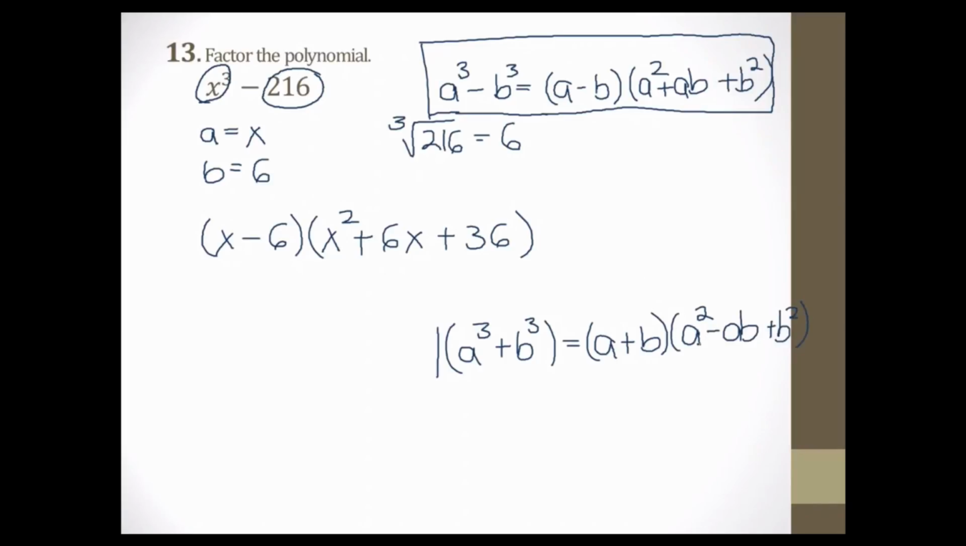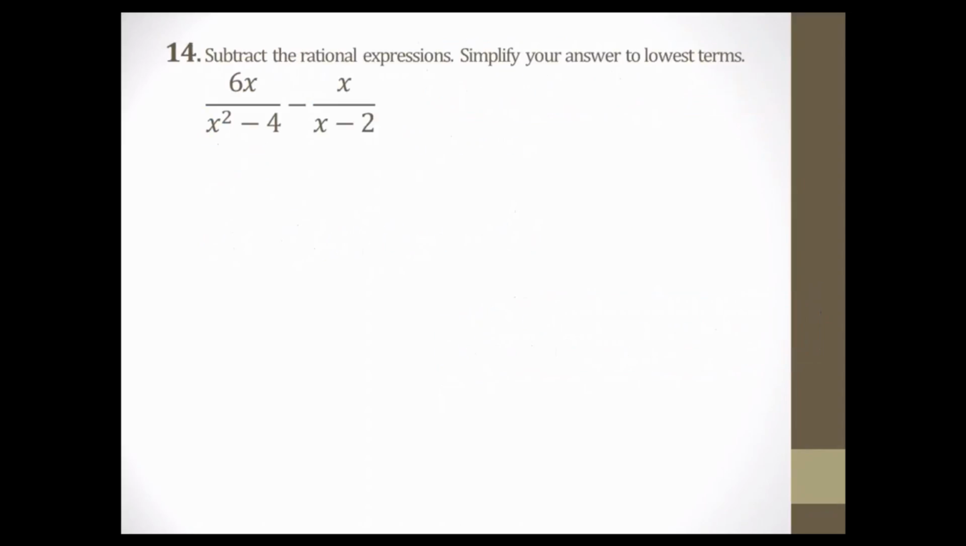So the formulas are the same, the only thing that is different are the signs, where here the signs are alternating for the sum of cubes, and then for the difference there's only one subtraction sign, and it's the first one. Let's move on to the next question, which is subtract the rational expressions and simplify your answer to lowest terms. Okay, so these are nothing else than fractions, and when we're adding or subtracting fractions, we need the same common denominator. In this case, they are different, so we need to identify the least common denominator.